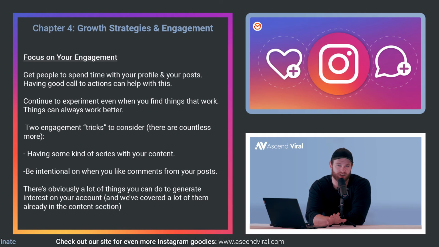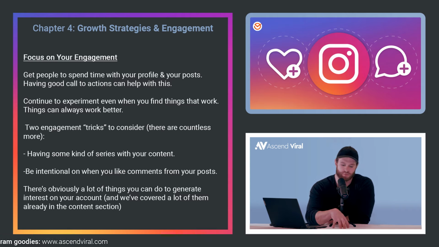And here's one more quick engagement trick. Be intentional when you like the comments on your posts. So a general rule of thumb is to respond to comments on your post as soon as possible. Whenever someone posts something or asks a question, respond to them as soon as you can.